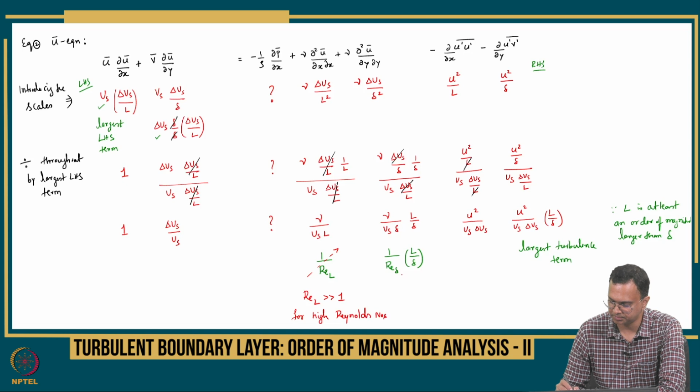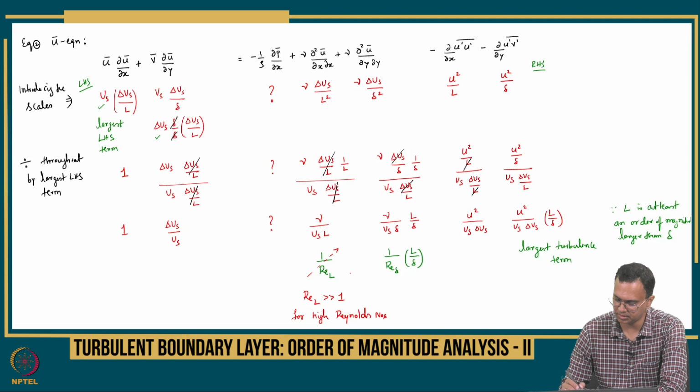What about this term? This is Re delta. This particular term, if Re L is very large, then this term also can be small. But if Re delta is not that large, that means if you have low Reynolds numbers, then you can retain this term. But for very high Reynolds numbers, it is still small.